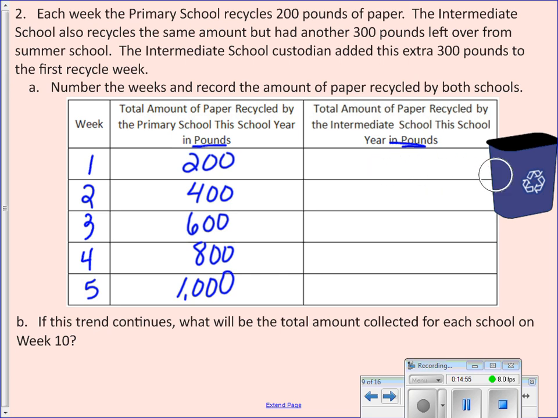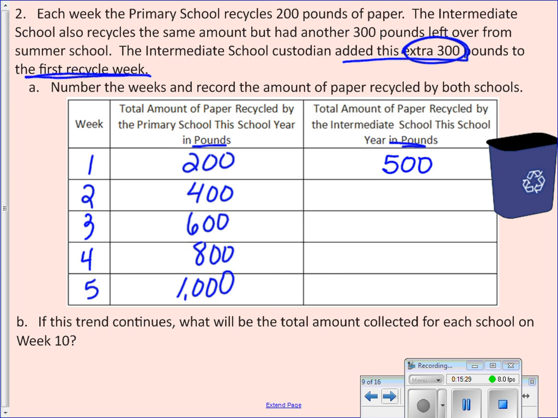500? And a few chickens not voting. Why is it 500? A lot of people jump right to that 300. Why? Right, so they added this extra 300 only to the first week. So the first week was 500, the 200 that they recycled, plus the 300 from summer school.